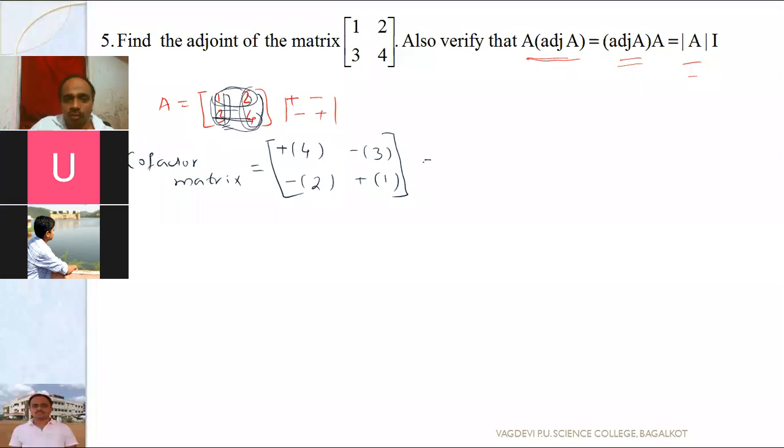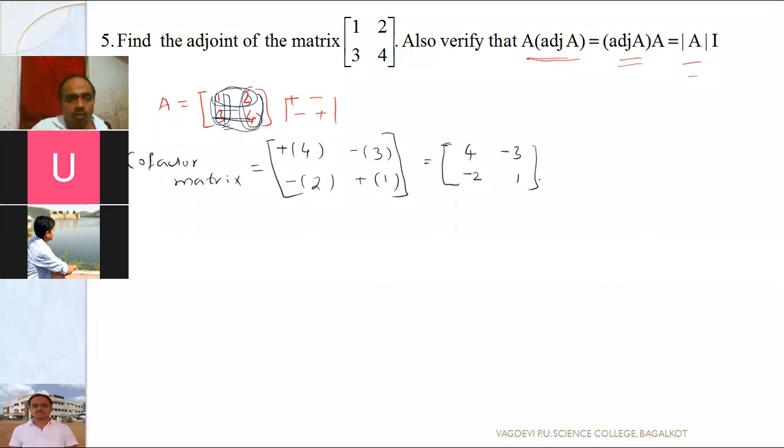So if you want, you can write neatly like this matrix. Plus 4 means you can write simply 4, then minus 3, minus 2, plus 1 means simply you can write 1. Very easy. Is it clear?